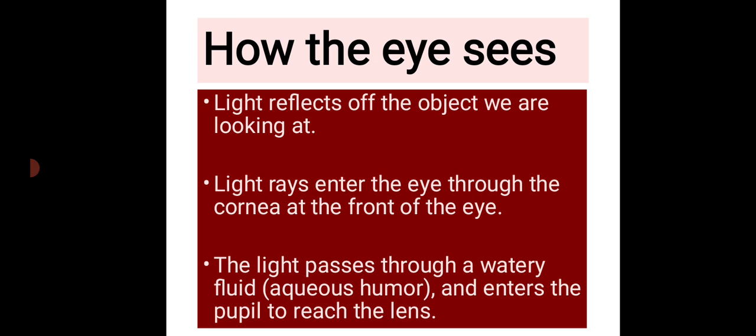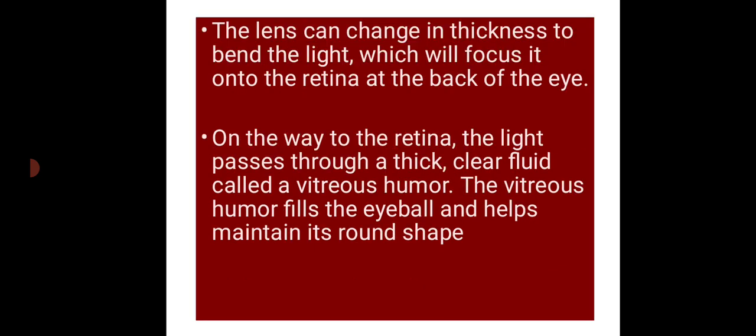You know that the lens is behind the pupil. So the lens can now change in thickness to bend the light, which will focus it onto the retina. You know that the lens focuses light onto the retina. And on the way to the retina, the light passes through a thick clear fluid called the vitreous humor. The vitreous humor fills the eyeball and helps to maintain its round shape.